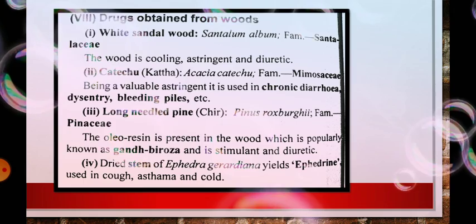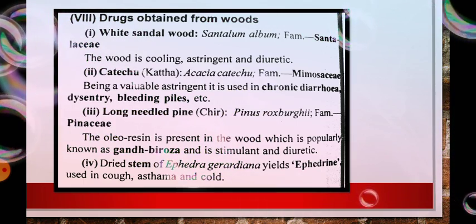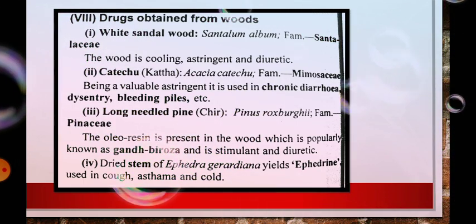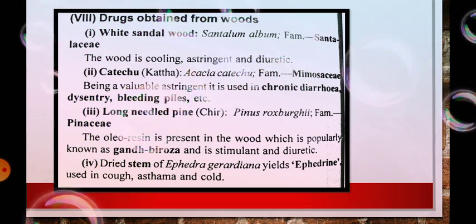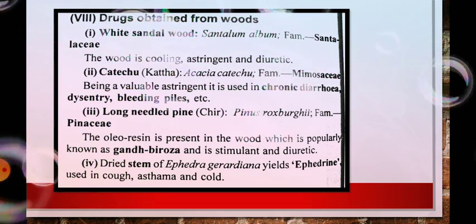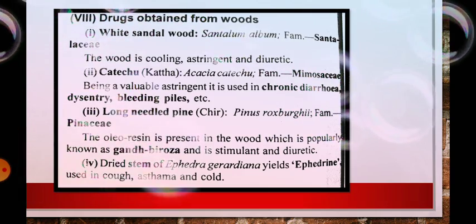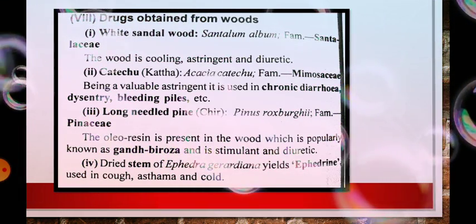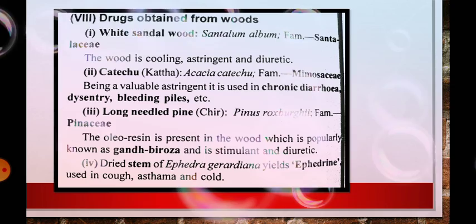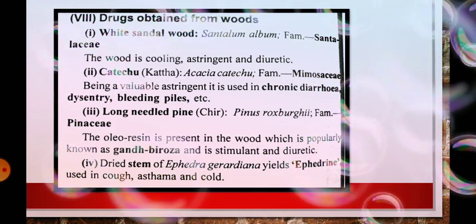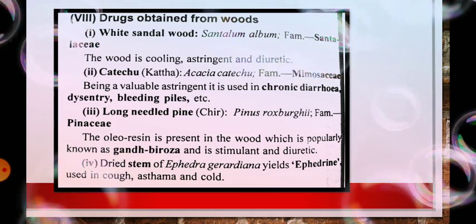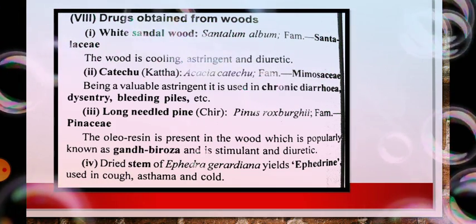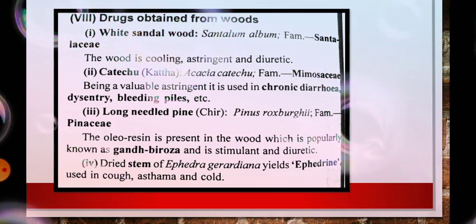Then long needle pine. It is obtained from one of the members of the pine, known as Pinus roxburghii. It belongs to the family Pinaceae. The oleoresin present in the wood, which is popularly known as gandha biroja, is a stimulant and diuretic.